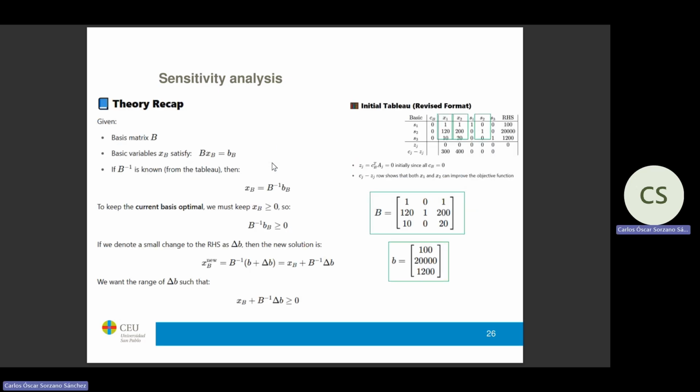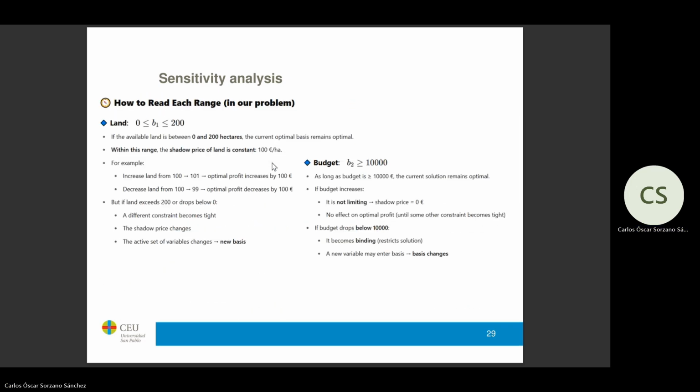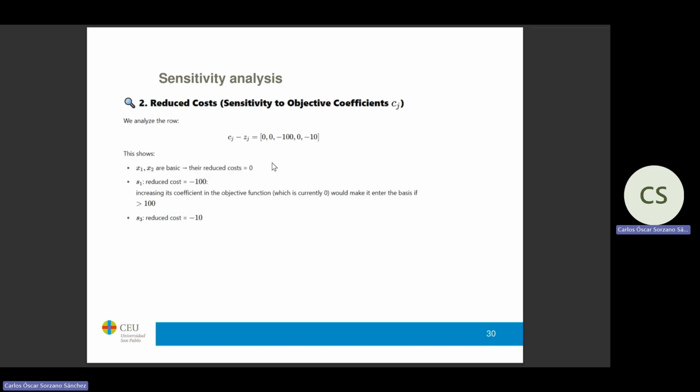Okay. Very good. Any question? Okay, so this is just the interpretation. So now let's do it for the C's. And now we analyze the last row, that was this one, Cj minus Zj.